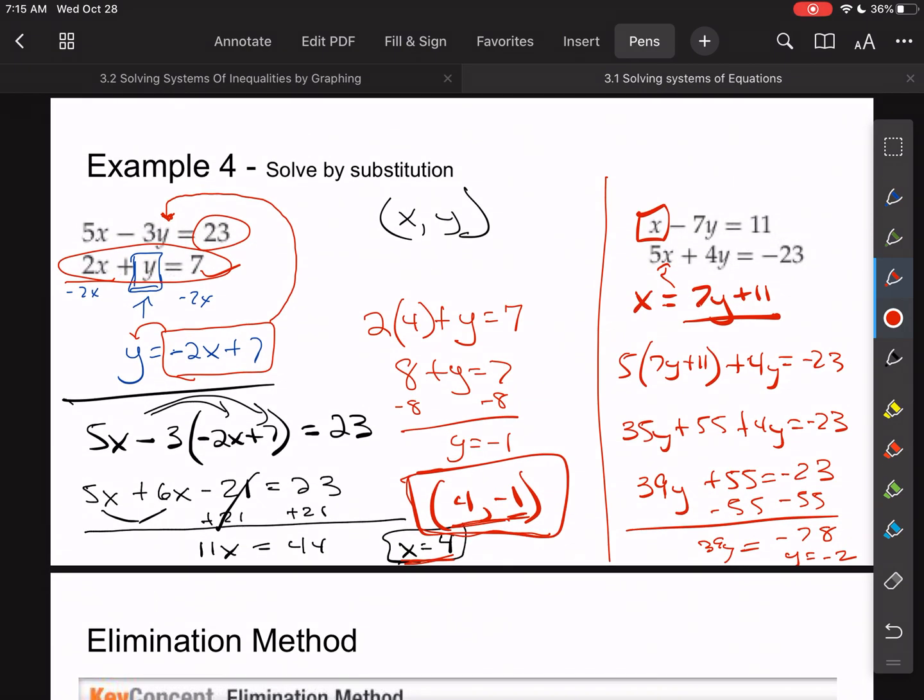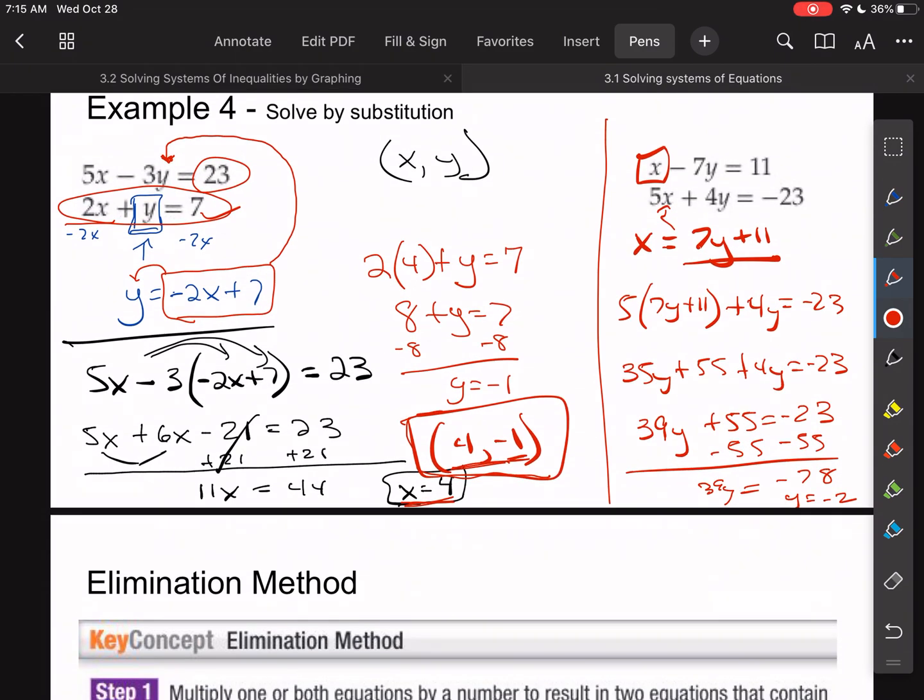Now that I know that, I can plug that back in. If I plug that back into the first equation, what I will get is x minus 7 times negative 2 equals 11, which is x plus 14 equals 11. Therefore, x is equal to negative 3 when I subtract 14 from both sides. So my solution to the problem is negative 3, negative 2. That is an example of substitution.